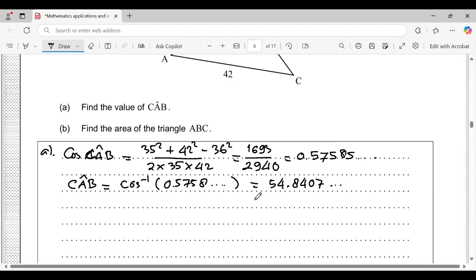Then angle CAB equals arc cosine, or cosine to the power minus 1, of 0.5758, and the result is 54.8407, rounded off 54.8 degrees, or in radians, this is 0.9571 radians, or 0.957 radians. Next question, find the area of triangle ABC.